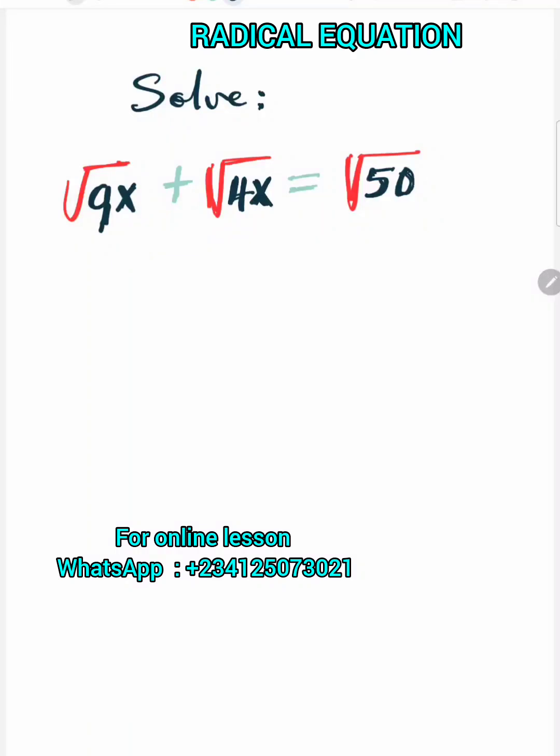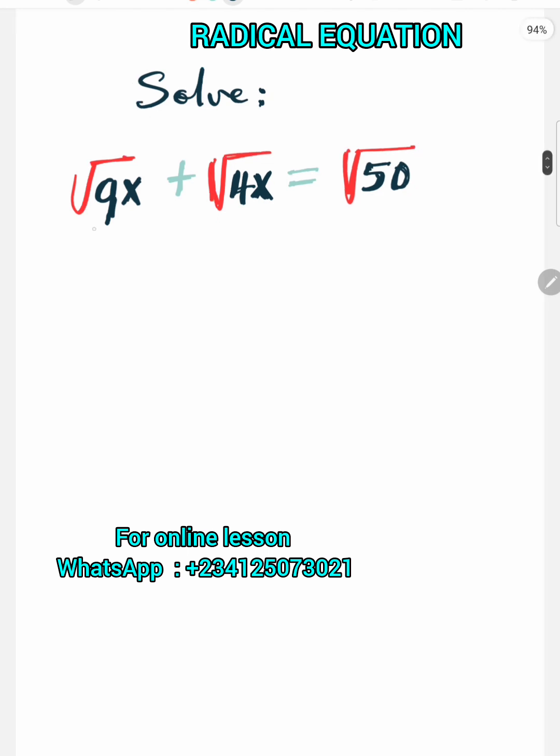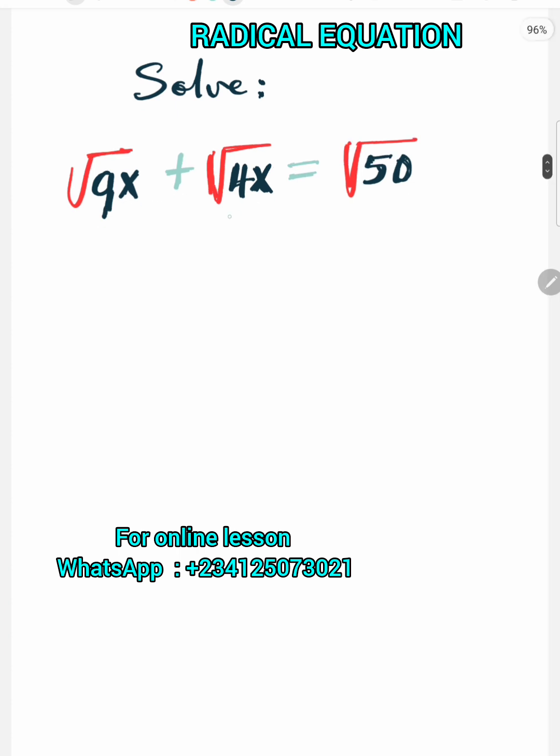In today's class, we are going to solve this radical equation, okay? This is a radical equation. We are asked to solve the square root of 9x plus the square root of 4x equal to the square root of 50. Whenever you are asked to solve, it simply means there is an unknown in that equation which you are required to find. So now let us go.